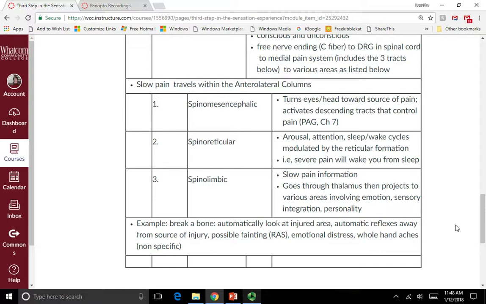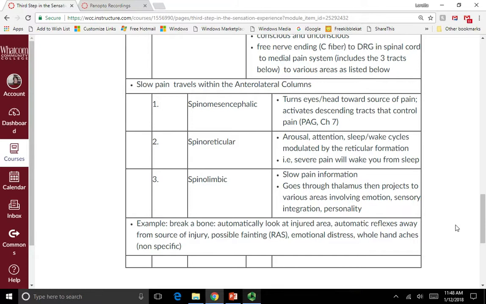So you automatically look at the injured area, that's the spinomesencephalic tract. Automatic reflexes withdraw your arm from the source of injury. A lot of times you'll pull your arm towards you to protect it. You might faint because information going in the spinal reticular system affects your arousal, attention, and sleep-wake cycle. It might cause you emotional distress because of information traveling in that spinal limbic system.